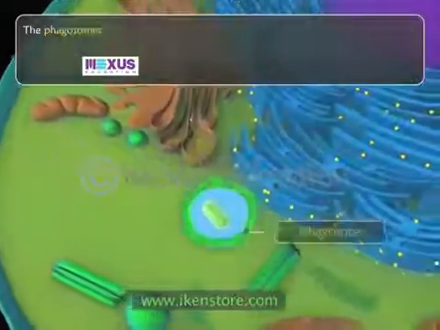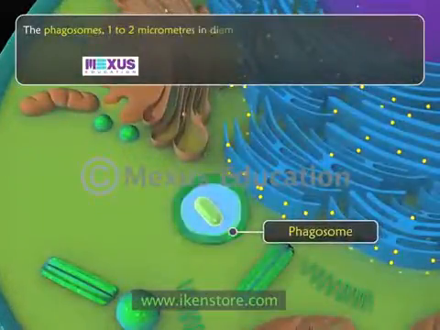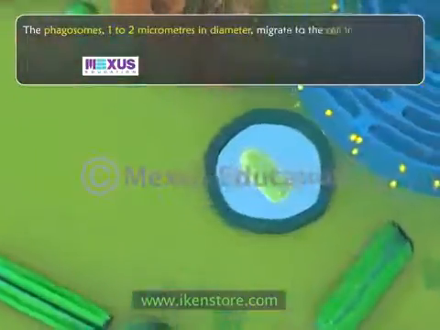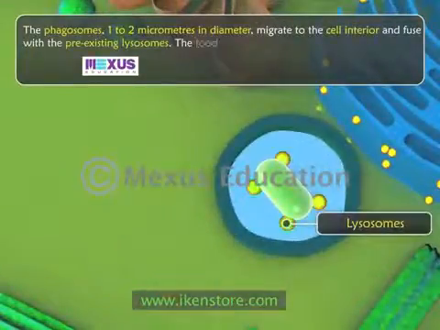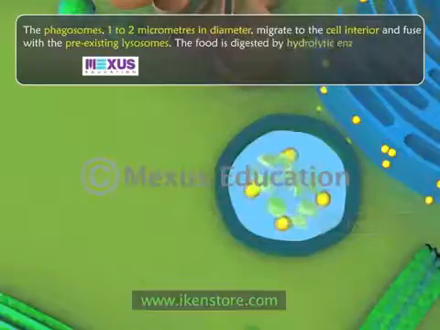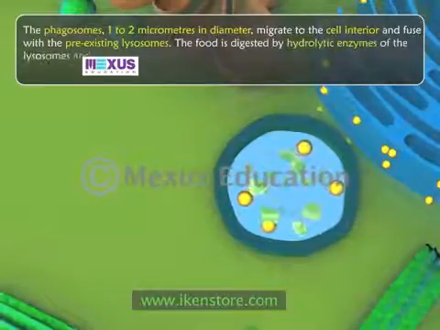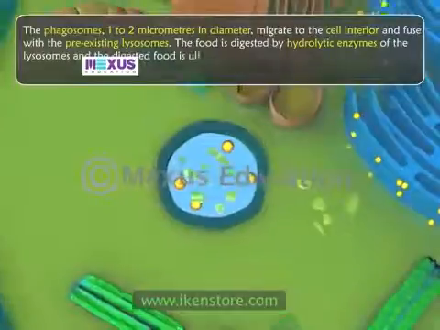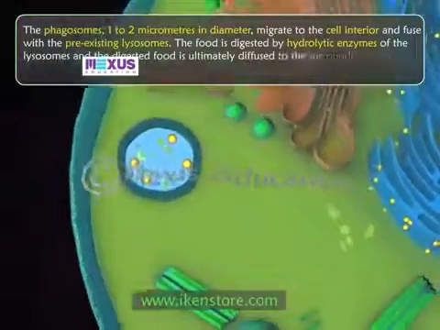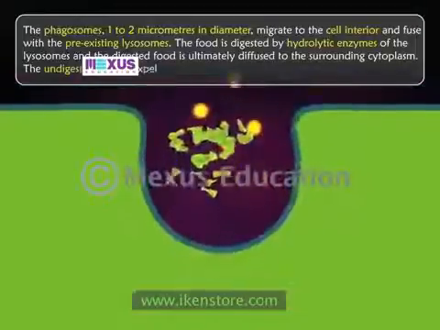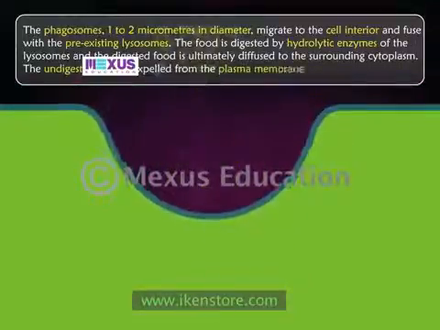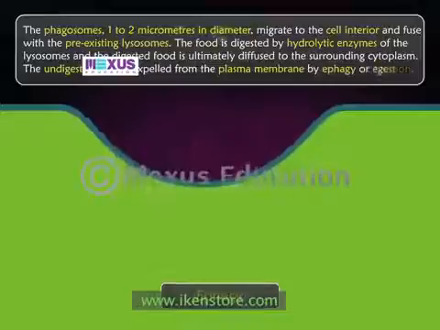The phagosomes, 1 to 2 micrometers in diameter, migrate to the cell interior and fuse with the pre-existing lysosomes. The food is digested by hydrolytic enzymes of the lysosomes, and the digested food is ultimately diffused to the surrounding cytoplasm. The undigested food is expelled from the plasma membrane by egestion.